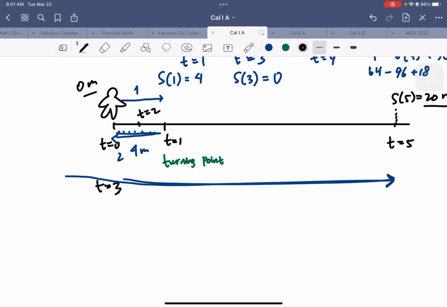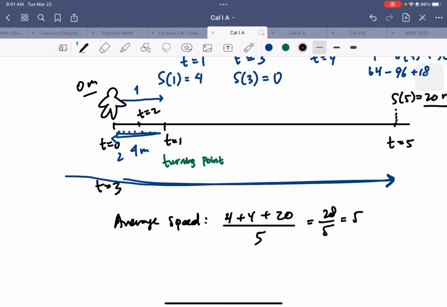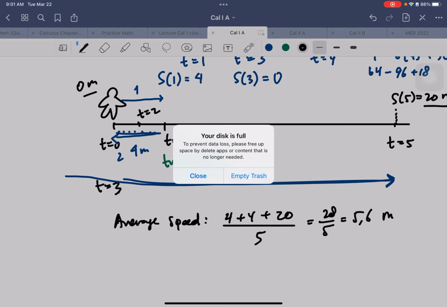So we need to compute the average speed. So 4 plus 4 plus 20, and then divide by 5. And we have 5.6 meters per second.